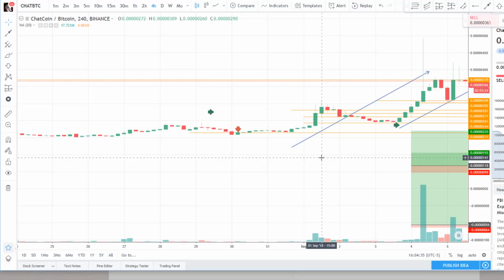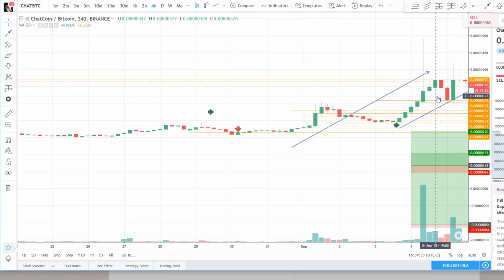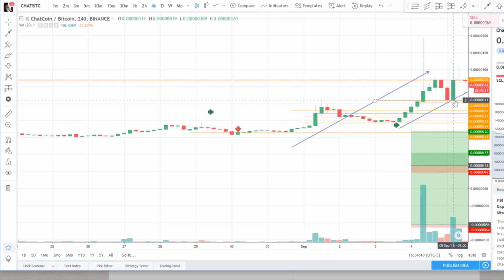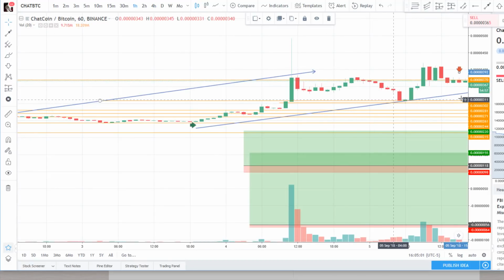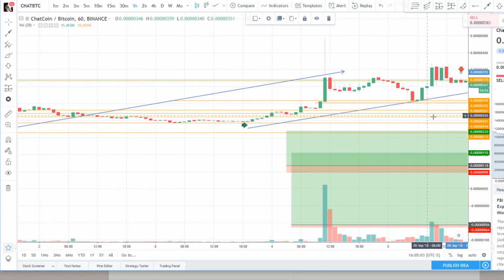But really, what are we looking for here? Well, for structure to break down here, this 4-hour time frame needs to make a lower low than this. Now it's on its path to. We've seen rejection 2 hours in a row to the upside, and then there's indecision right now, and this is where you go to lower time frames.